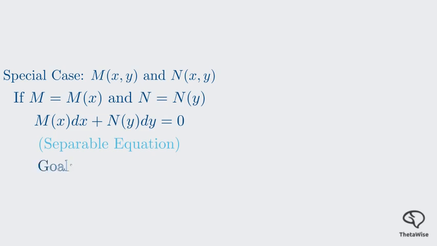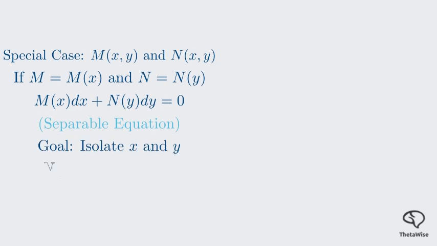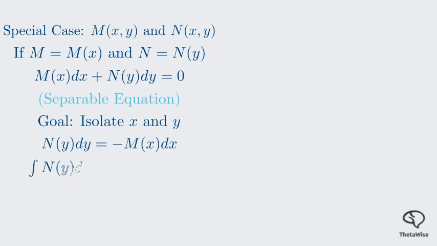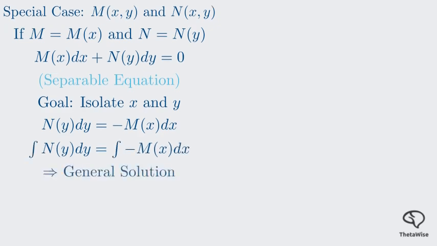To solve an equation in this form, our goal is to get all the y terms on one side and all the x terms on the other. We do this by subtracting m of x dx from both sides. Now that the variables are separated, we can perform direct integration on both sides of the equation. We integrate the left side with respect to y and the right side with respect to x. This process will yield a general solution for the differential equation.